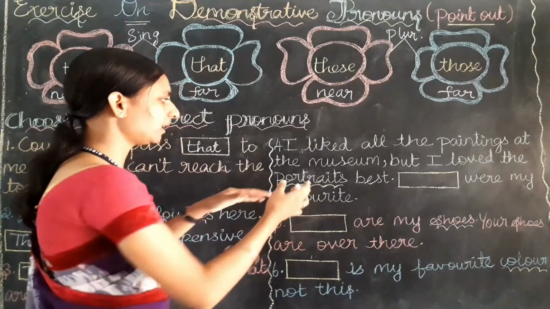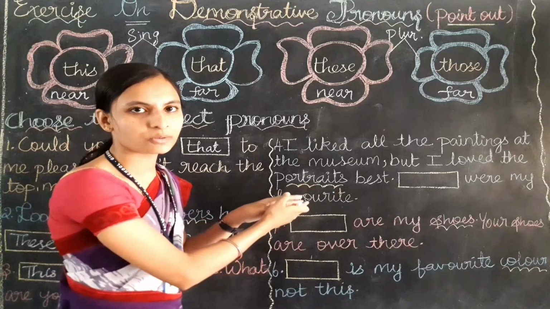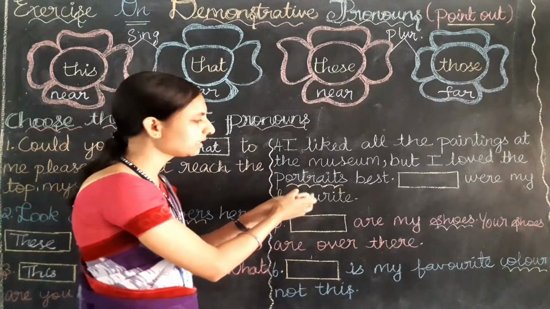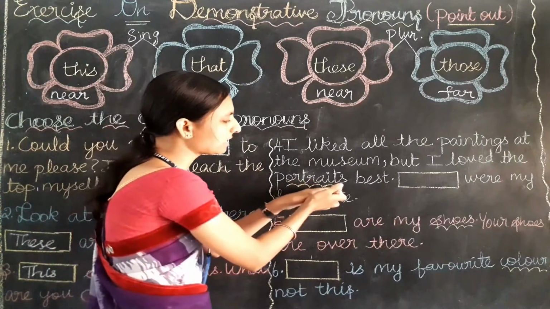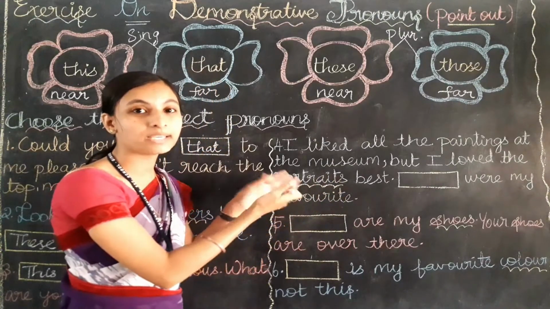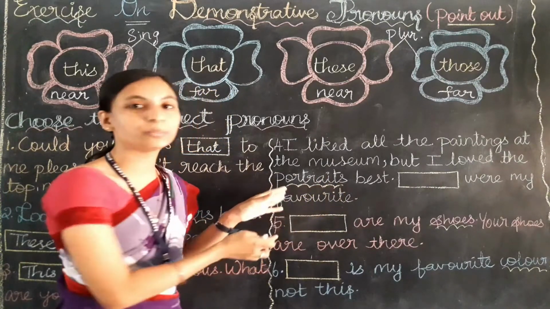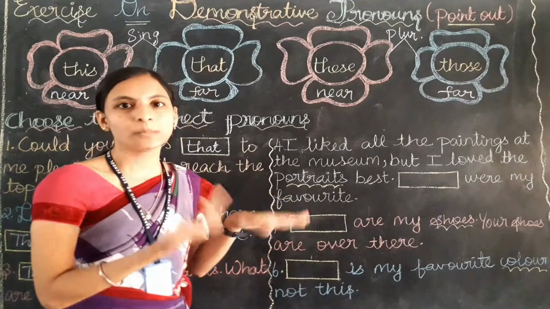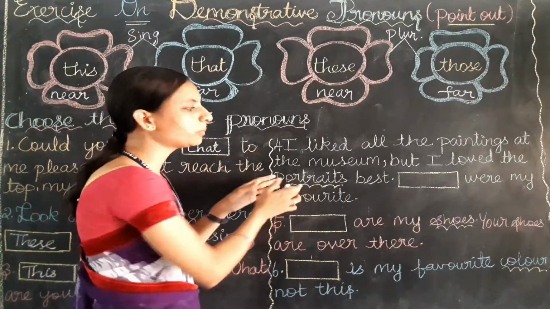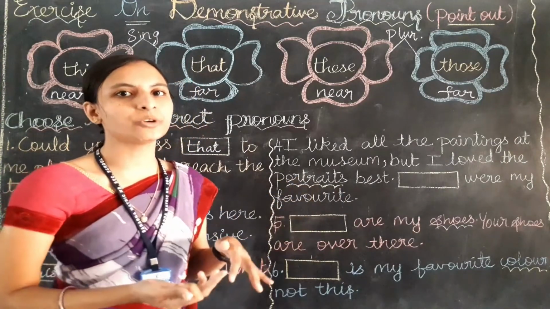Okay, so here we are talking about the portraits. Now this portrait is added by us, right? So S is added to the portrait. So now it is a plural form only. So we are talking about the plural thing. Which two pronouns can we use?